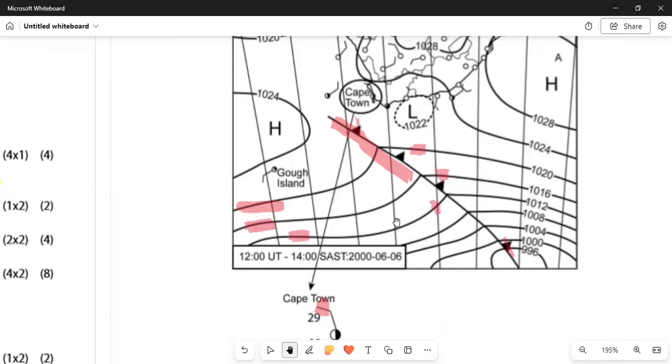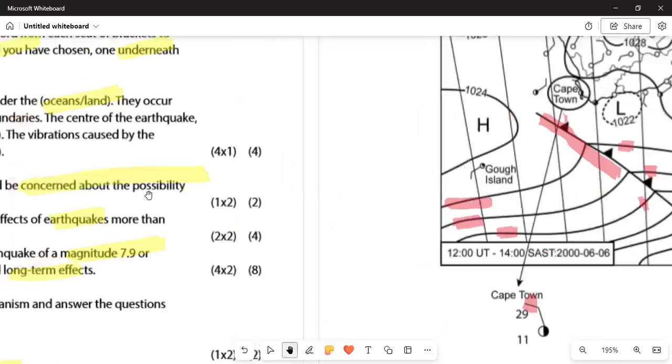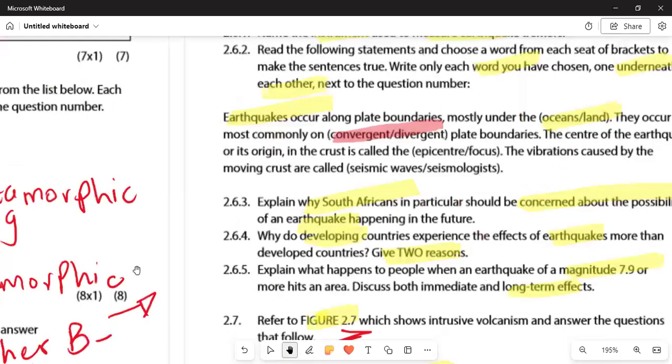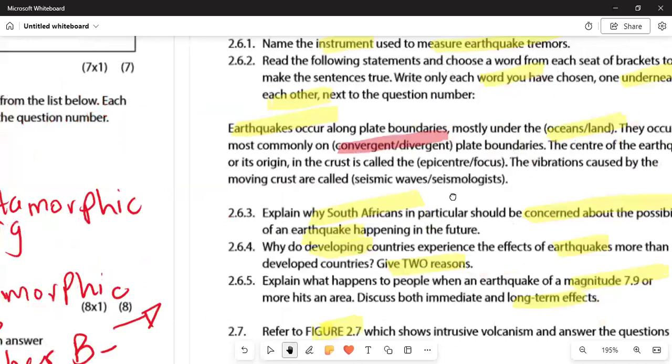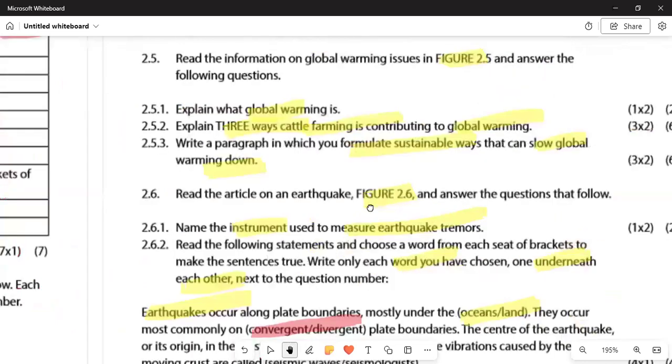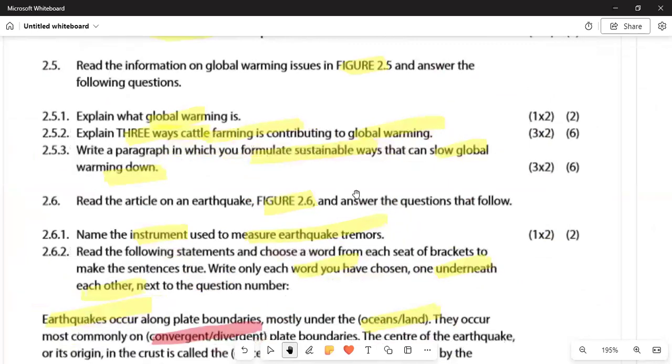All right. And then if we are moving on again, we can see that we are having some other questions which we need to cover pertaining to this content. Okay, we are now in 2.5. In 2.5, it says, read the following information on global warming issues and answer the questions. Before we study the figure, it is expected that we know the question that can be asked in 2.5.1. Explain what global warming is. That is for 2 marks.